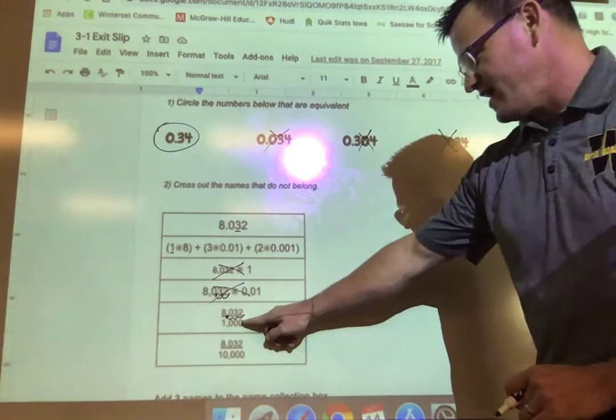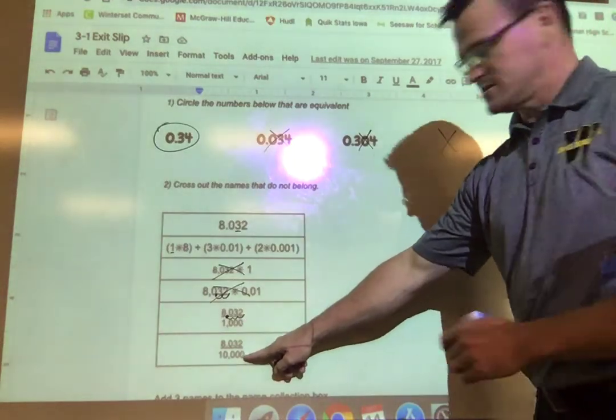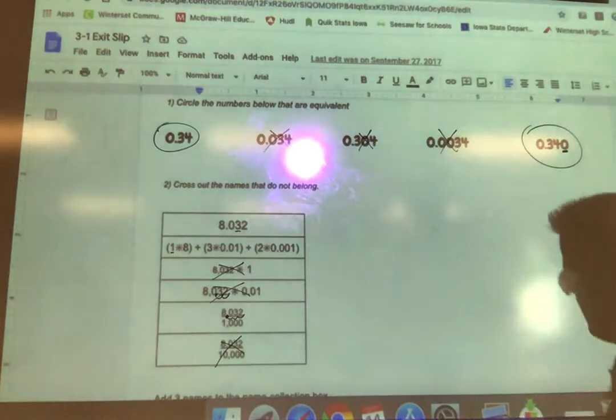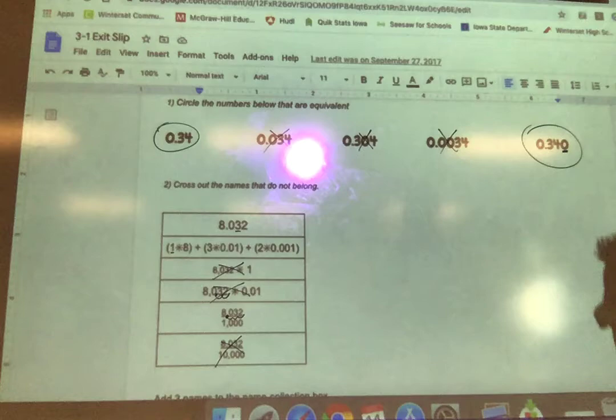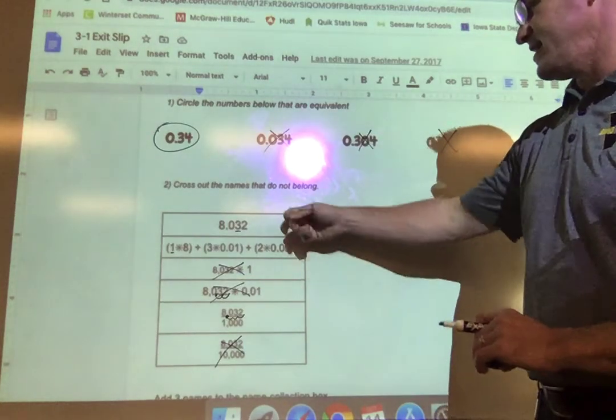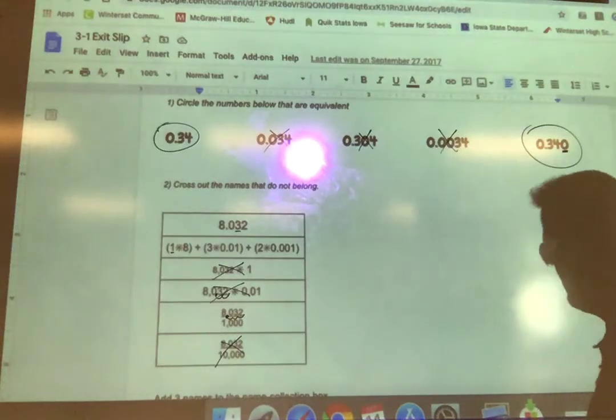And if I'm going to divide by 1,000, that's not the same as dividing by 10,000. So I know this one would actually be smaller than that. It'd be 0.8032. So that would not work. So actually, there's only 2 of these that equal 8 and 32 thousandths.